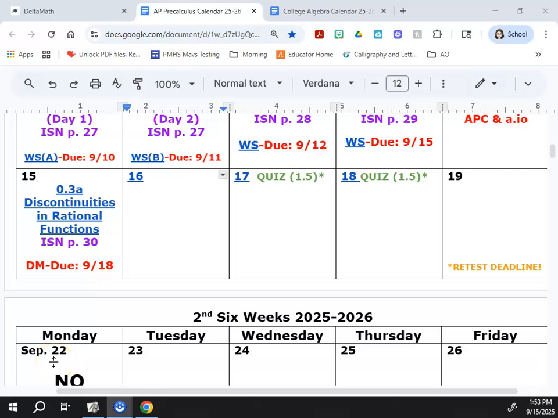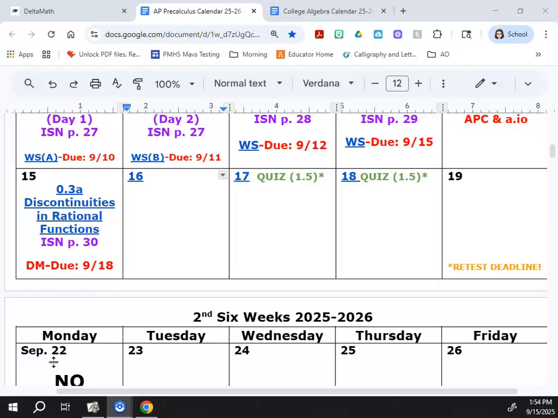Okay, so this is called Discontinuities in Rational Functions. It's a 0-point lesson because it is a review. We're going to review some things about rationals that you would have done in Algebra 2. Pretty sure you also do them in Algebra 3 if you took Algebra 3, but either way, definitely in Algebra 2.